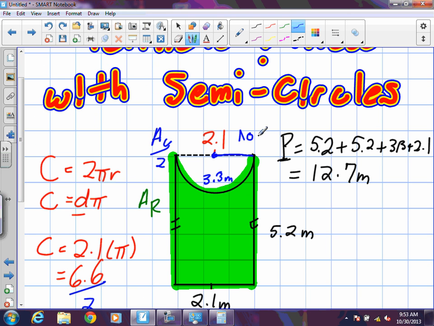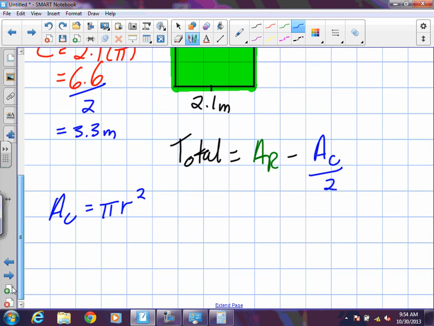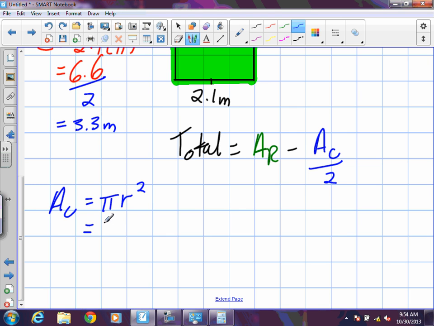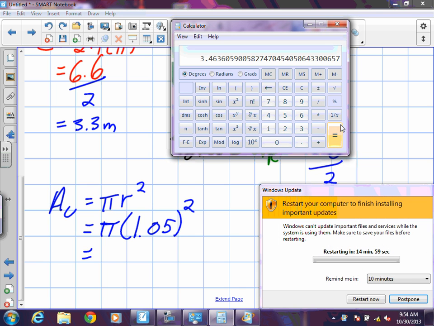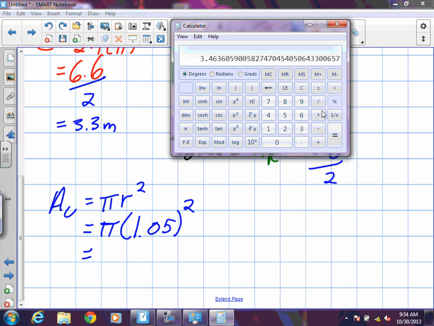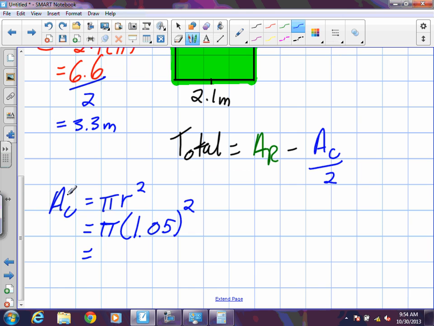That's supposed to be just a decimal, not like that. Okay. So, our radius is 1.05 squared. I'm going to have to square that value and then multiply by pi. So I take 1.05 squared times pi is equal to 3.46. So the area of the circle is 3.46.